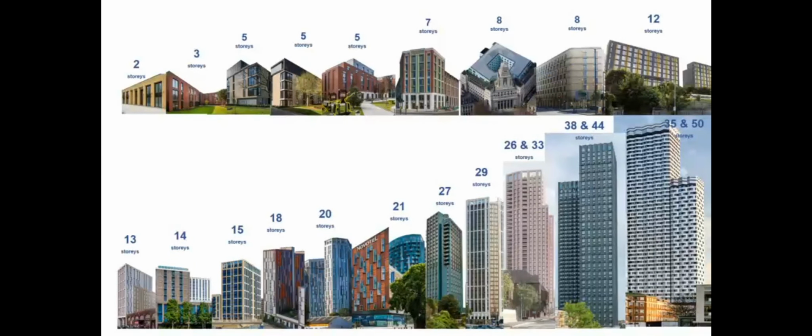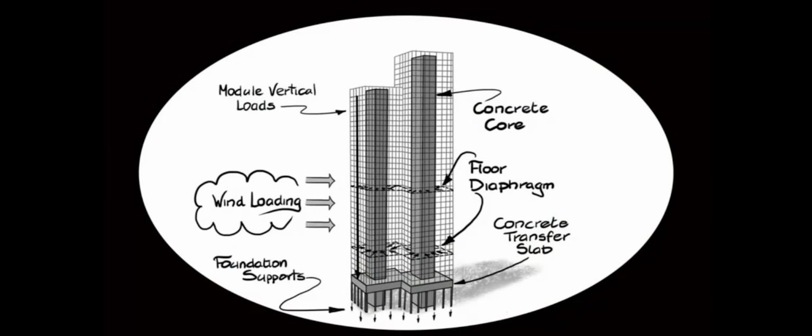We'll be discussing design and engineering issues related to the Vision Modular System, which has been used to deliver buildings ranging from 2-story to 50-story. This diagram may help to explain the structural system.